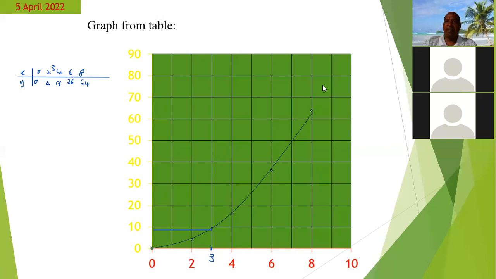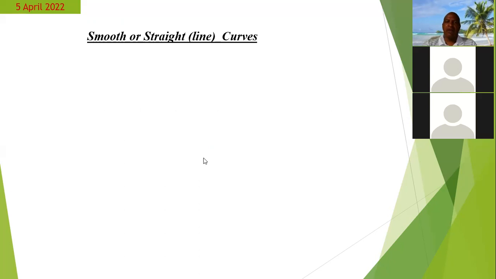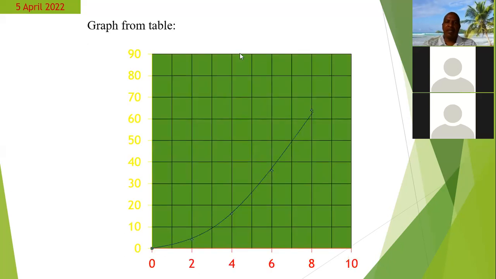So that's one way we can use a curve. We can use it to find values between these values in the table. And doing it that way, we refer to it as interpolation. So the method of deducing values from a smooth curve or a line curve is called interpolation.